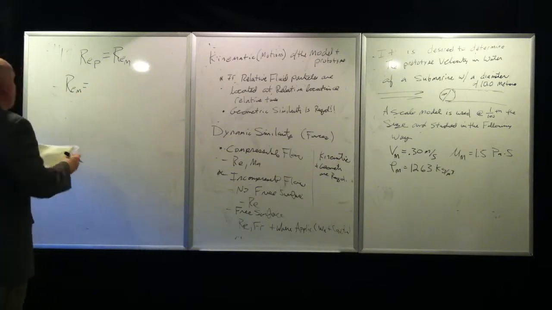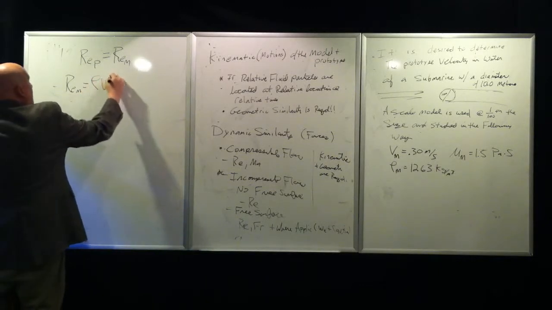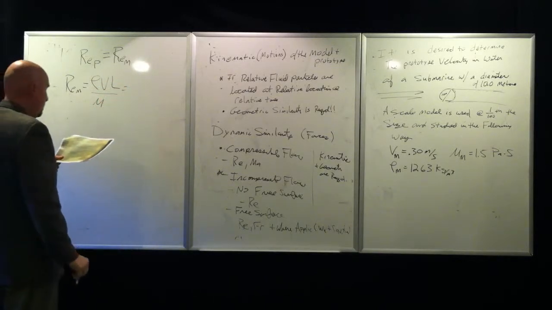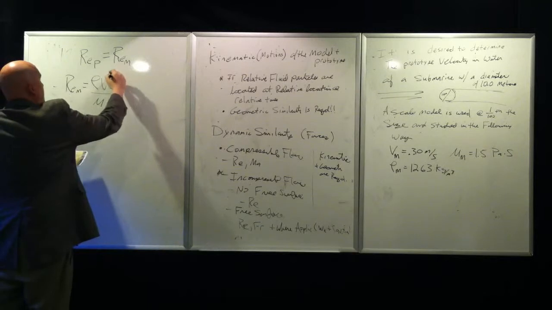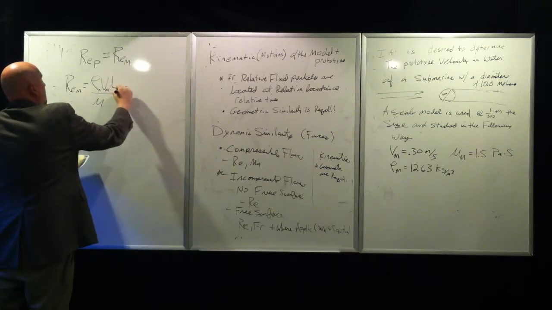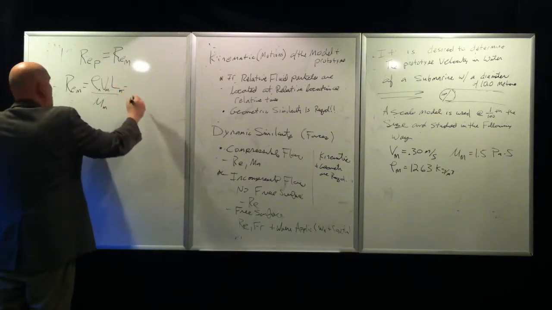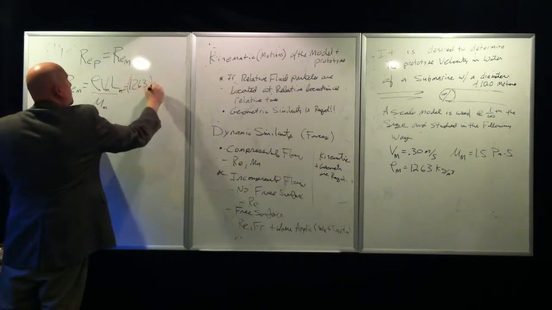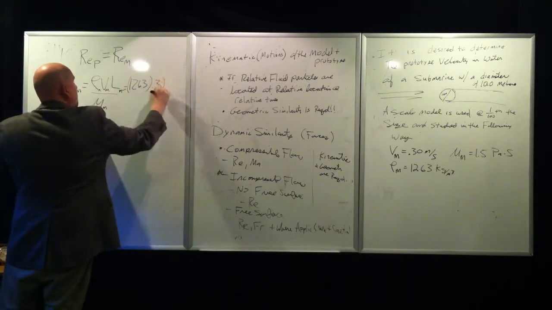Recall what Reynolds number is. The definition is rho v L over mu. And again, this is going to be for the model. Putting the numbers in, 1263 times by 0.3.